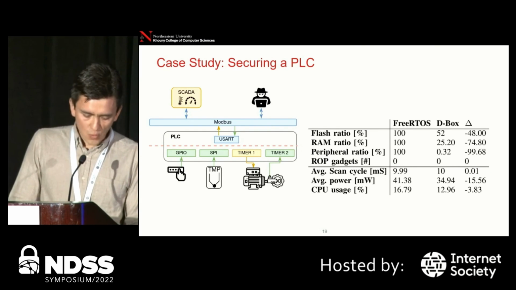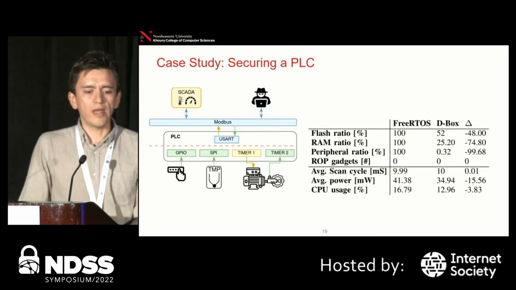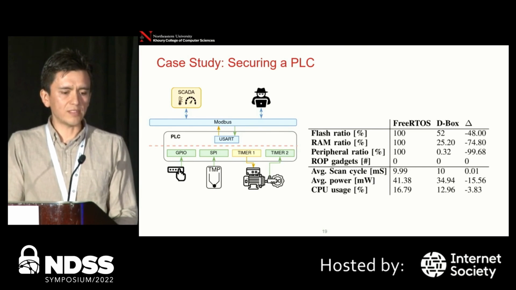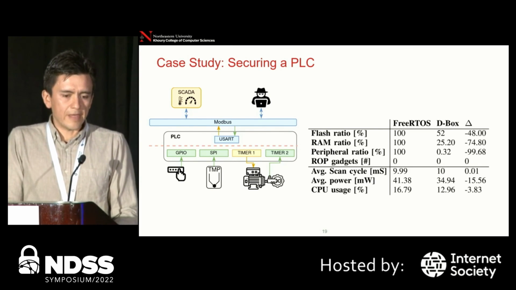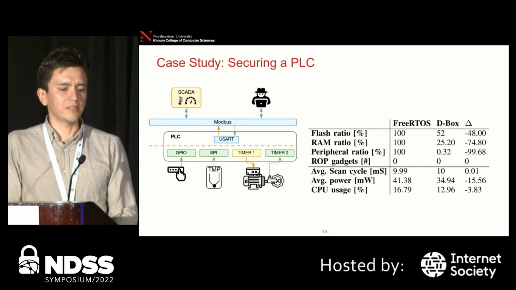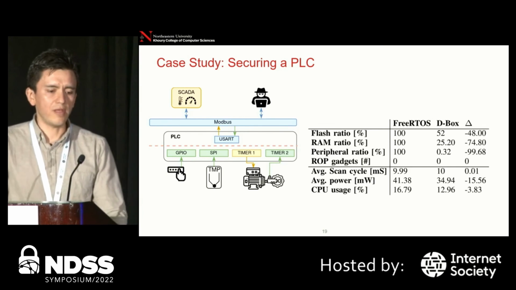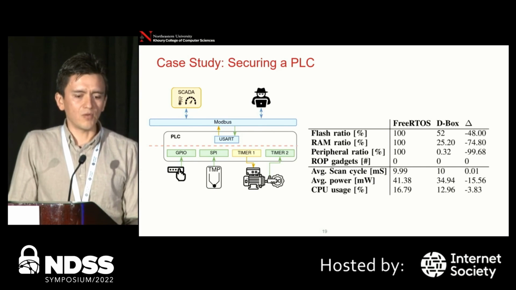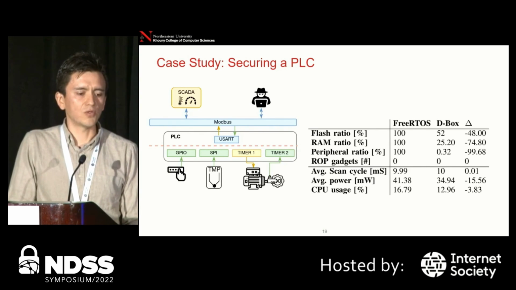Finally, we apply D-box in a real-world scenario, securing a programmable logic controller. The original application was totally monolithic, so that if an attacker takes control of the communication protocol Modbus, the whole PLC is compromised. To mitigate this risk, we apply D-box procedures to create two compartments supporting DMA. The first compartment contains the communication protocol, and the second one contains the control logic.